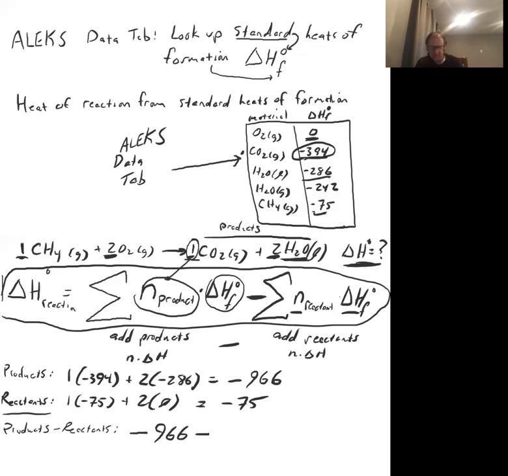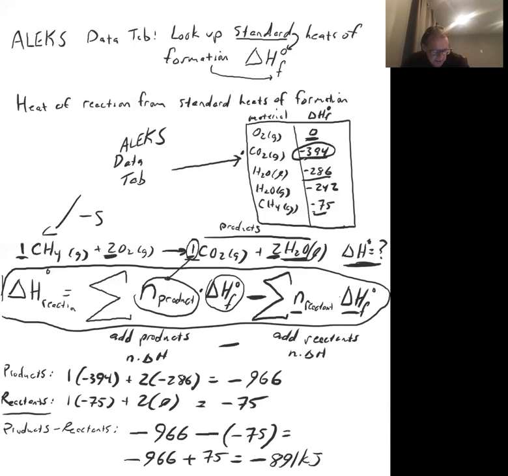So subtract minus 75. If you subtract a negative number, that's like adding a positive. So it's really the same as minus 966 plus 75. Okay. So 966 negative plus 75, and you get minus 891. So that means our delta H for this reaction right here is minus 891 for the whole reaction.